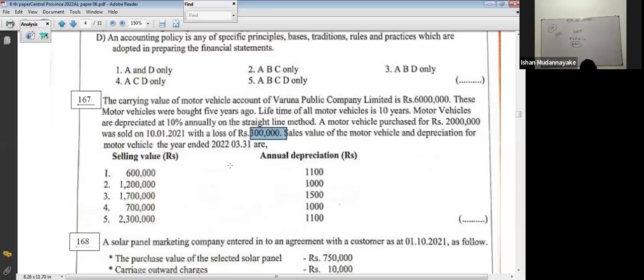The carrying value of the motor vehicle account of Varuna Public Limited Company is 6 million. These motor vehicles were bought 5 years ago. Lifetime of all motor vehicles is 10 years. Motor vehicles are depreciated 10% annually on straight line method.